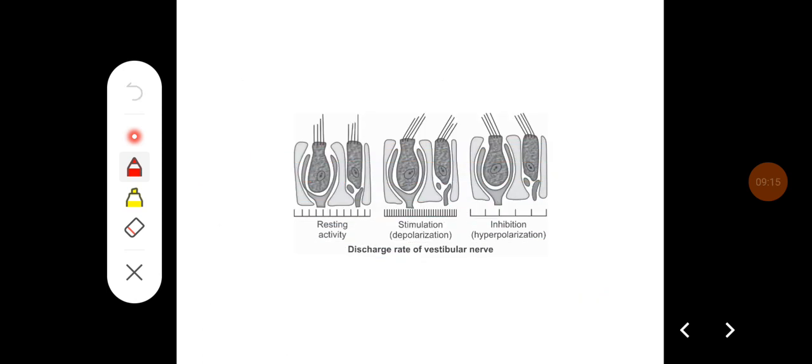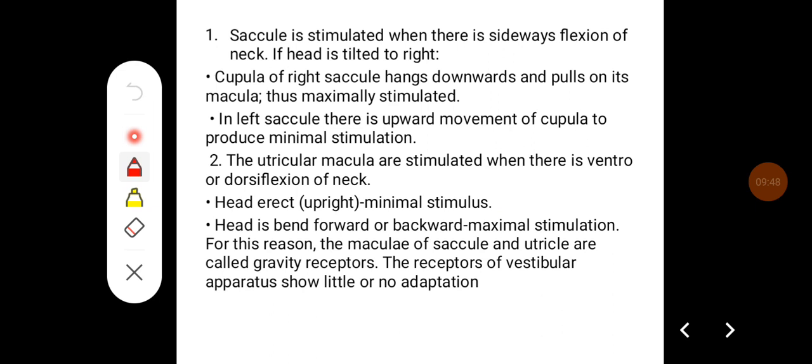So this is the hair cells situation when they are at resting activity, they are straight, and when there is a change because of the effect of gravity, the hair cells move or kink, which causes depolarization whenever the stereocilia move towards the kinocilium, and inhibition of these cells occurs when the opposite happens, when the stereocilia move away from the kinocilium.